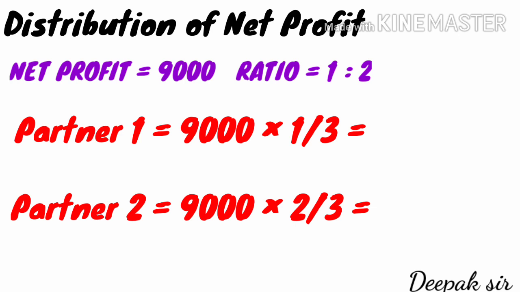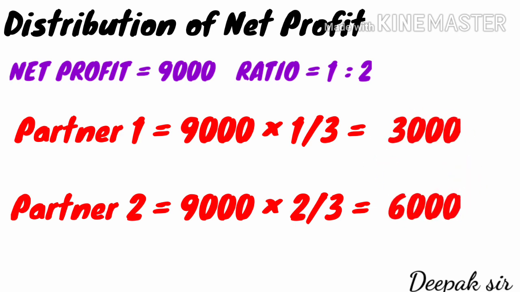And for partner 2, again net profit amount will come. Net profit is 9,000 multiplied by second partner share is 2, divide by 3. 3 is the total of both the partners share, that is 1 plus 2. So denominator will always come same. Now for first partner, the profit will come to 3,000 and for partner 2, the profit will come to 6,000.